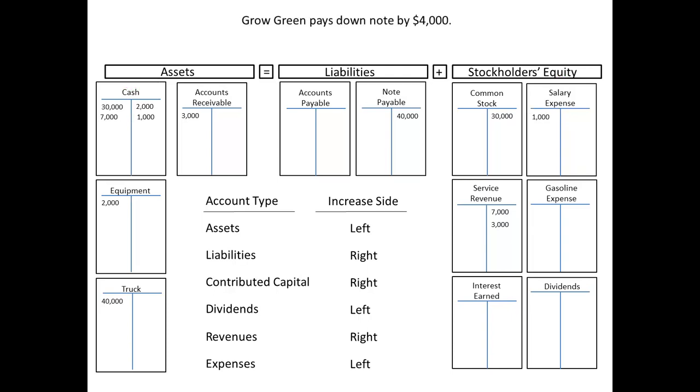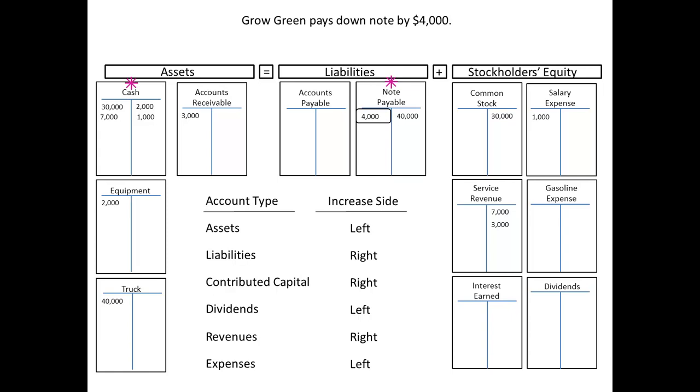Next, Grow Green pays down its note. What accounts are affected? Note payable and cash. For note payable, what type of account is it? A liability. What's the increased side for a liability? The right. Did the transaction cause the note to increase or decrease? Decrease, since Grow Green is paying down the note. Since note payable decreased, we will record the $4,000 on the opposite of the increased side. So we'll put it on the left side of the note payable page.